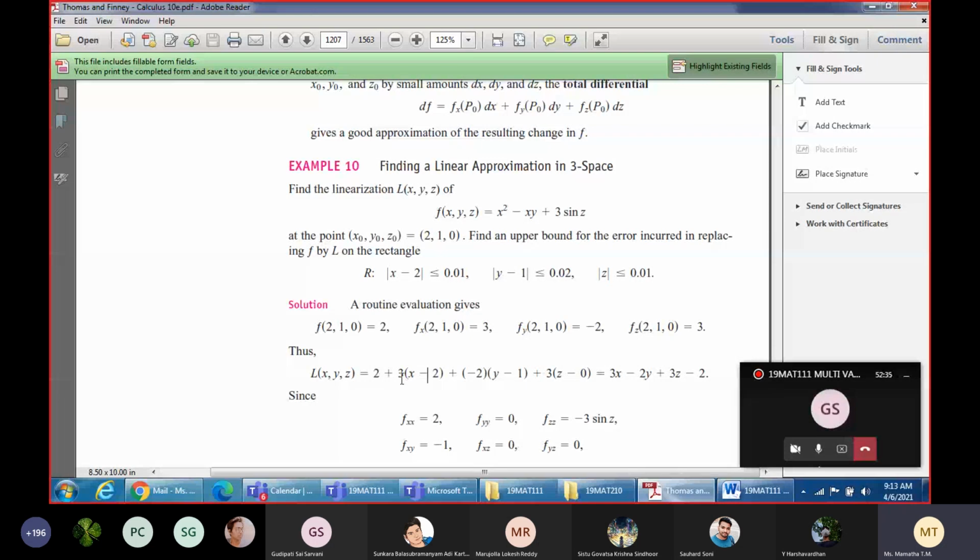So 2 plus 3 into x minus 2. That is dou f by dou x at p into x minus x naught. Dou f by dou y into y minus y naught. Y naught value is 1. Then dou f by dou z into z minus z naught. Z naught value at the given point is 0. So you substitute, you get L of x, y, z to be 3x minus 2y plus 3z minus 2. So using this concept, we'll study Taylor series next.